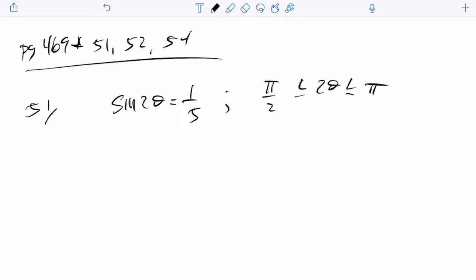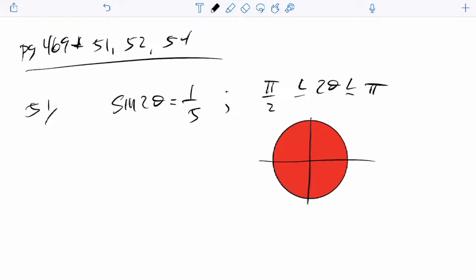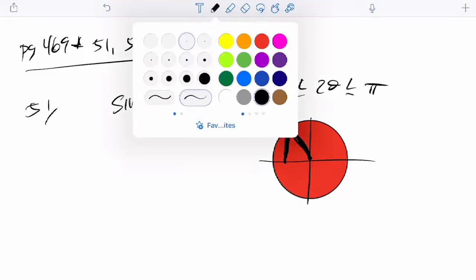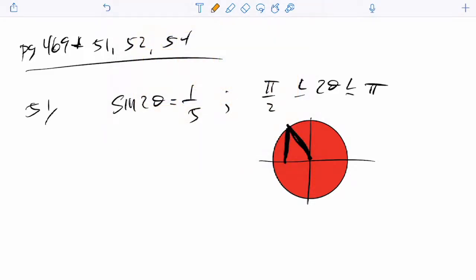They give you this relationship. You know the sine of 2 theta is 1/5. So the idea here is you are working with the sine of 2 theta, and 2 theta is in this quadrant here. They tell you that in this quadrant, your opposite is 1, your hypotenuse is 5, and then they want you to solve for x.